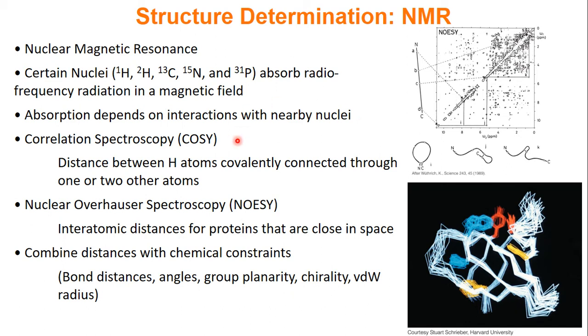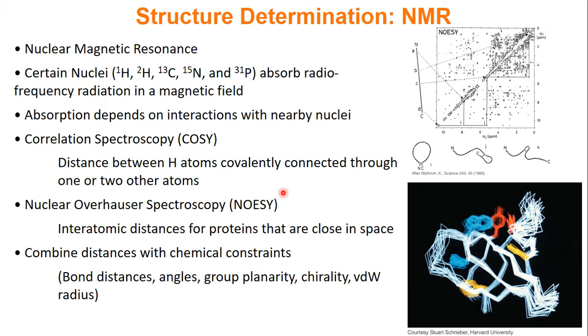We can use what's called a COSY, and this will tell us the distance between hydrogen atoms that are covalently connected through 1 or 2 other atoms. So think of the hydrogens on a methyl. We can tell where they are in space using COSY. While NOSY measures interatomic distances, or rather, whether atoms of proteins are close in space. So we can see if 2 hydrogens are close in space, even if they're not connected.